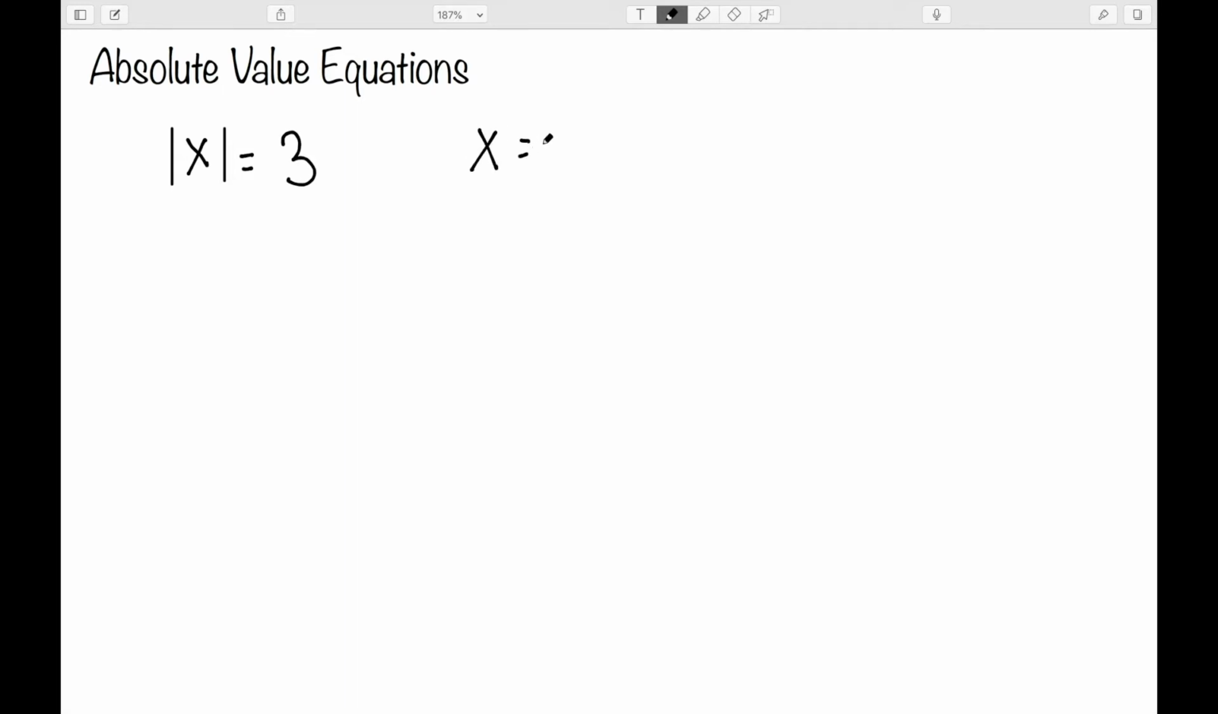Well, the absolute value of 3 is 3. However, that's not the only thing. The absolute value of -3 would also be equal to 3. And so we can see we have two answers, since absolute value does not distinguish between negative and positive.